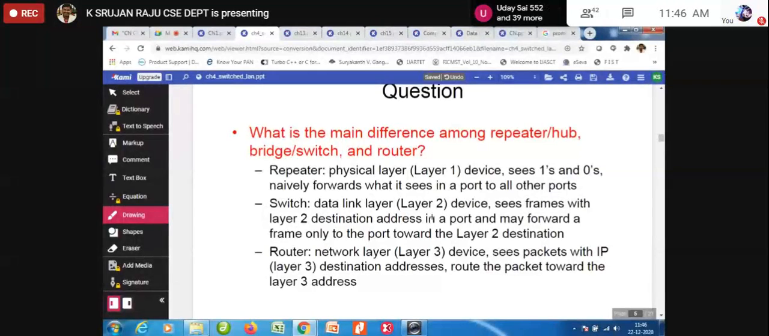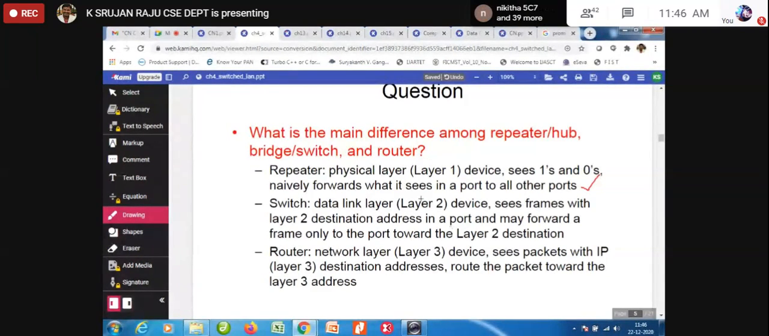Okay, now let us have a look. Everyone, please take a snapshot or please keep it in your mind. Now, what is the repeater? It is a physical layer device, it sees ones and zeros, namely it forwards what it sees in a port to all other ports. Nothing changes. Whatever it is getting, it is forwarding it.